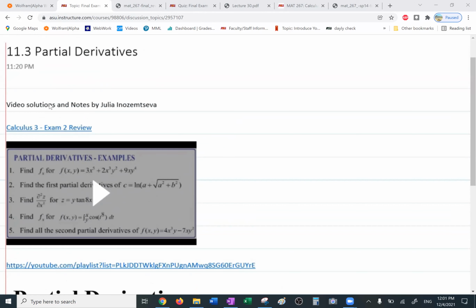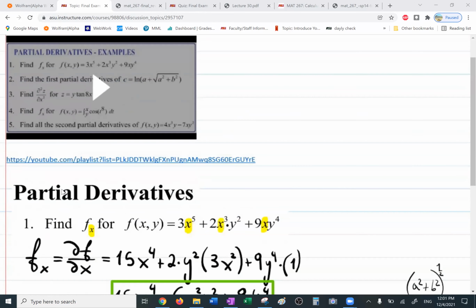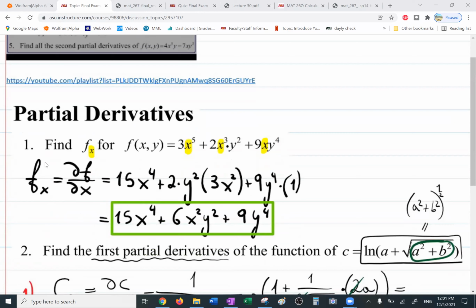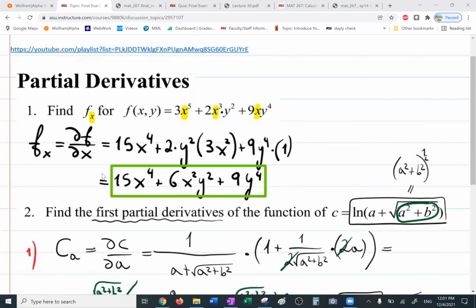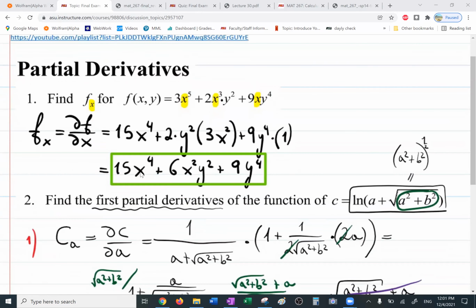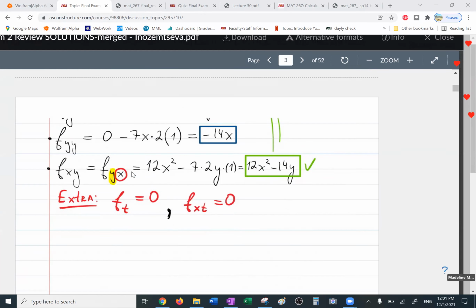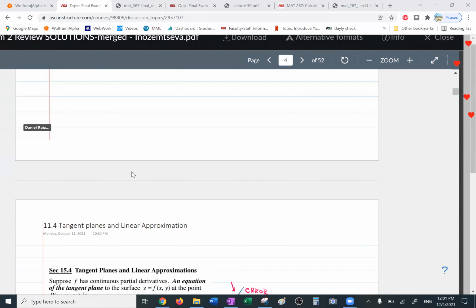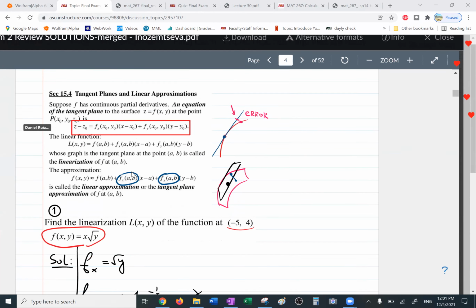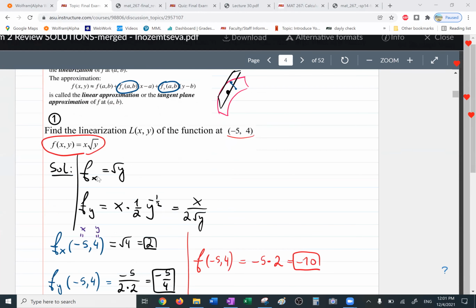Video solutions, here they are. Sound like my parents. Everything here, right? So definitely we did review partial derivatives, but we can do one more at the end. Chain rule stuff, that one, yeah. All the partial derivatives. Tangent planes. You need to know the formulas for these.